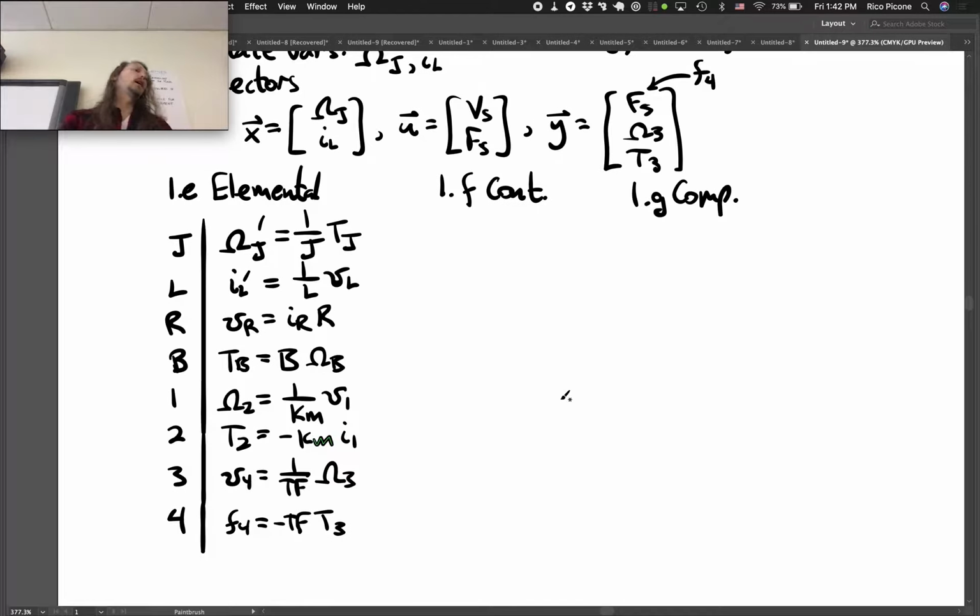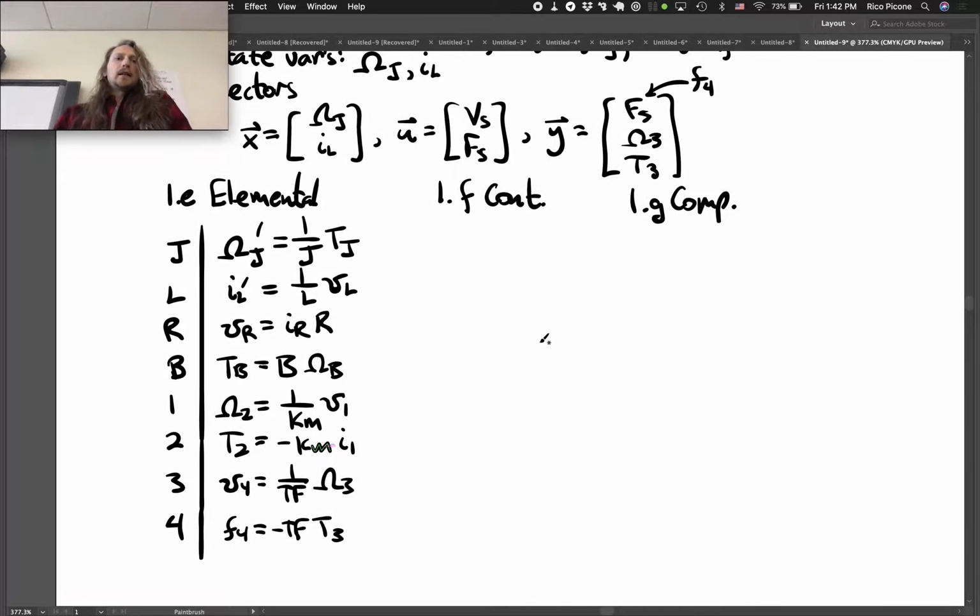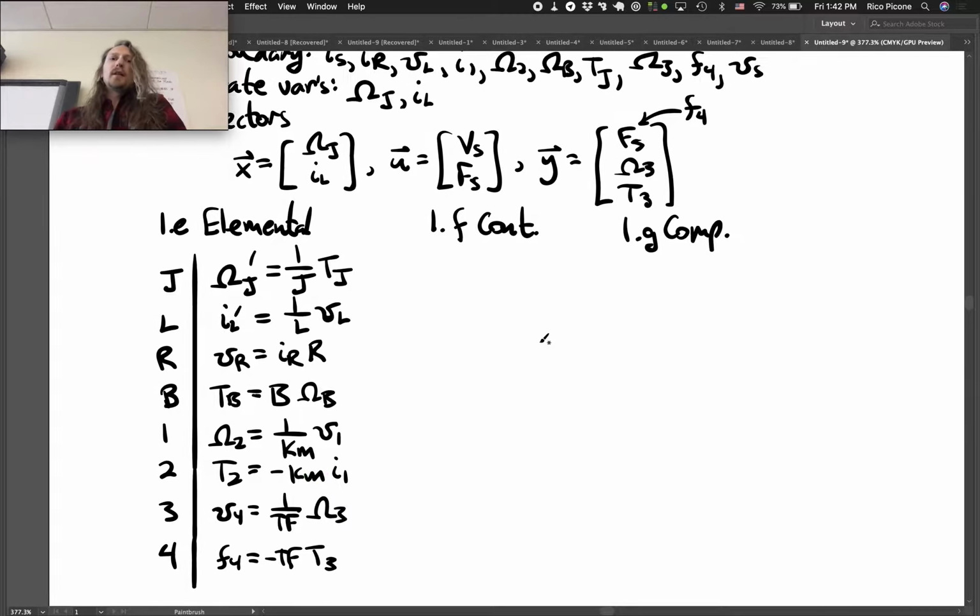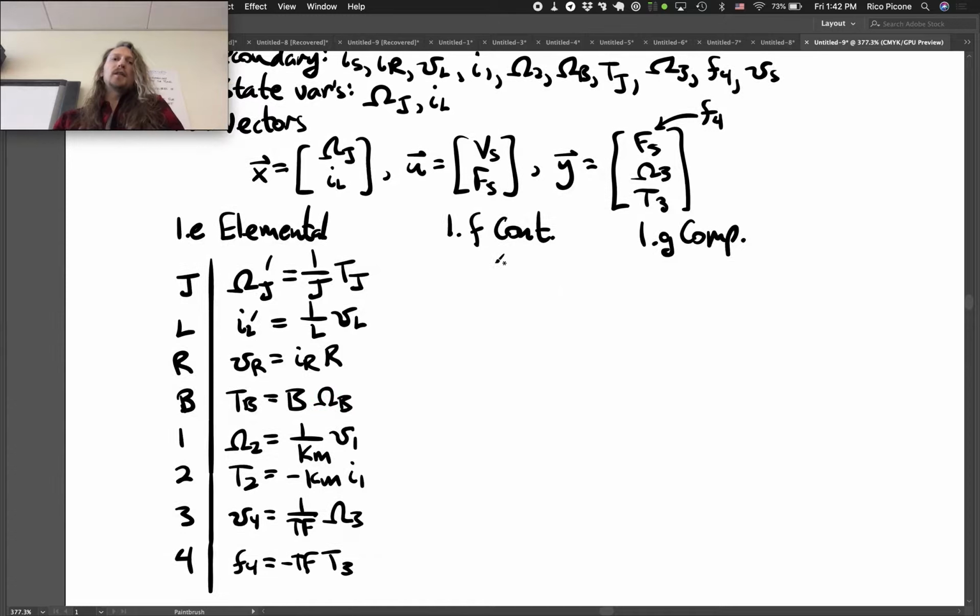So those are the elemental equations for each of our elements. Continuity and compatibility equations then. Let's do the continuity equation or compatibility equation as each one arises as we go down the list so we don't forget any. So I'm just going to go J through 4 and do the continuity equation if it takes a continuity equation, or the compatibility equation if it takes a compatibility equation.